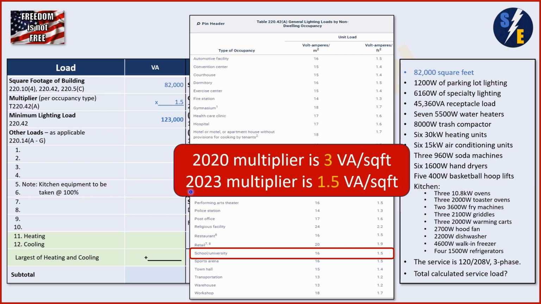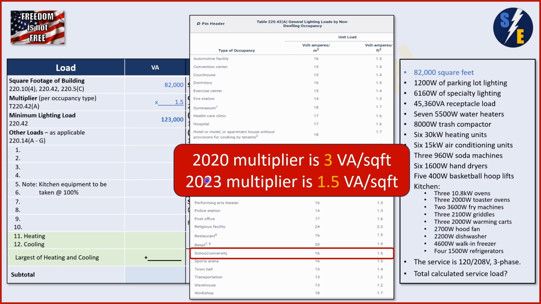In fact, in 2020, the multiplier for a school was 3 VA per square foot. Now, in 2023, that multiplier has been cut in half, 1.5. So that's important to think about and to know. Depending on what year, what code cycle your permit was pulled under, that's what you would go with.